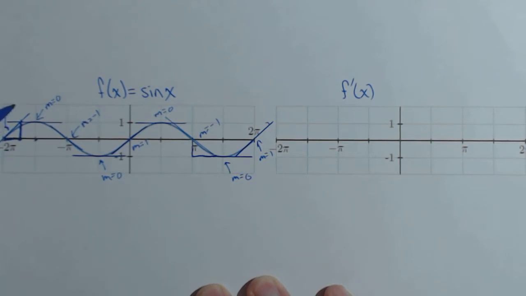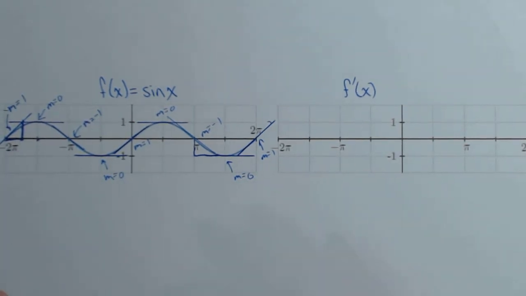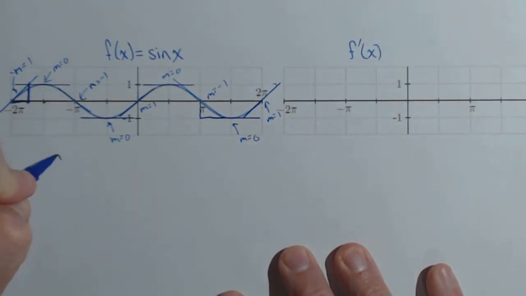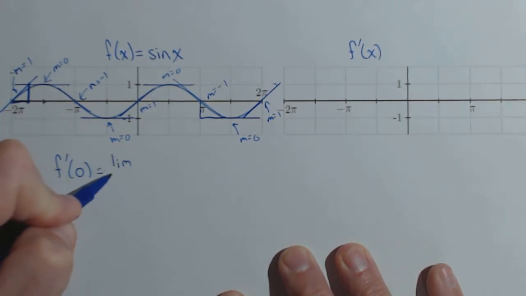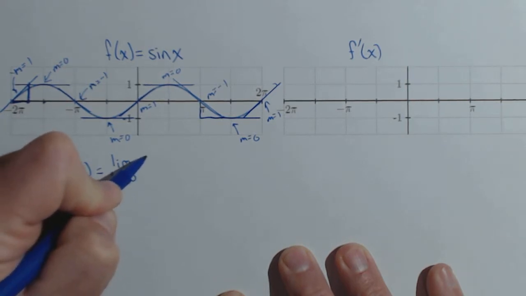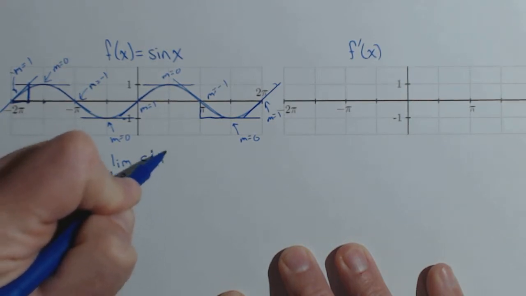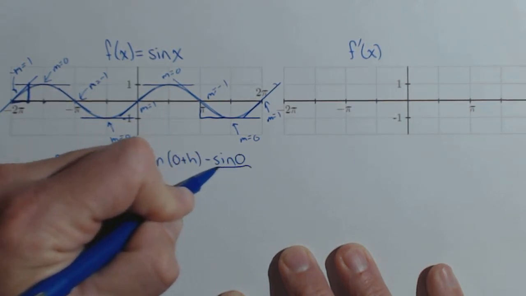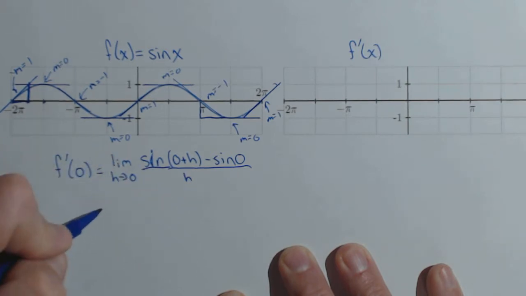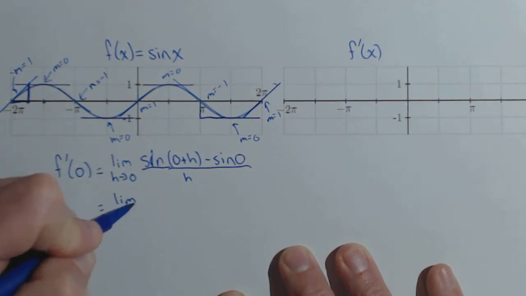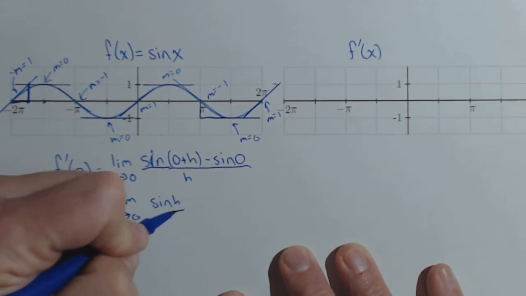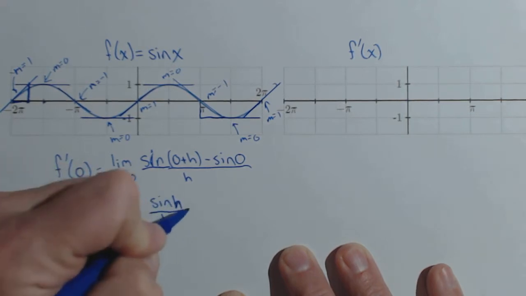Now, what we can do is use our definition of the derivative to see what's going on at 0 and calculate f prime of 0. So that's going to be the limit as h goes to 0 of sine of 0 plus h minus sine of 0, all over h, which simplifies to the limit as h approaches 0 of sine of h over h.